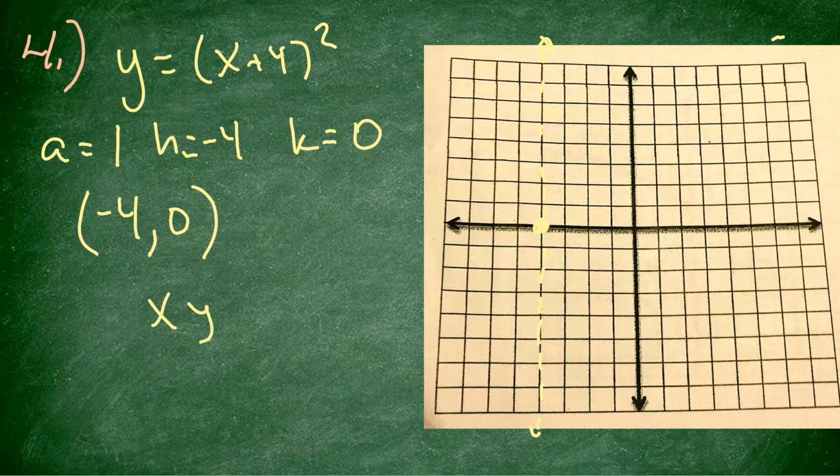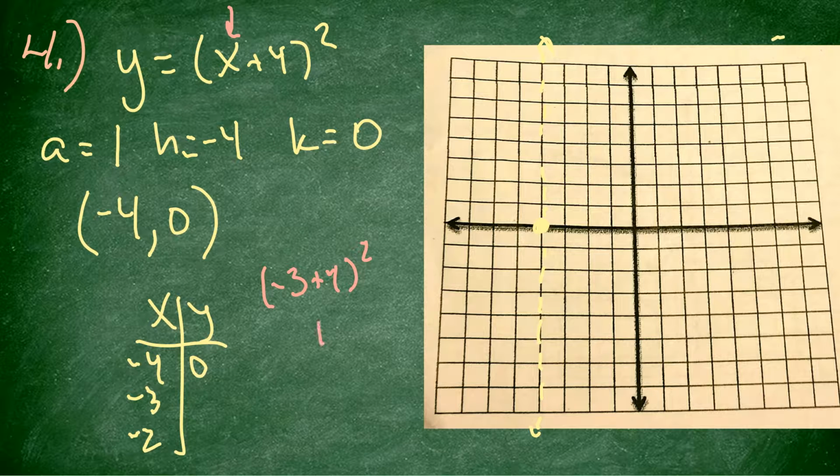Now, I make my XY chart. Put negative 4, 0 up top. I'm going to get smaller, negative 3 and negative 2. I'm going to plug negative 3 in right there. So I get negative 3 plus 4 squared. I get 1 squared is 1. I'm going to plug in negative 2. So I get negative 2 plus 4 squared. I get 2 squared, which is 4.